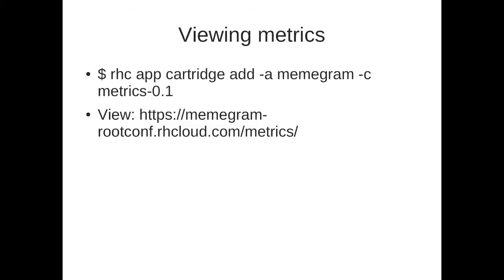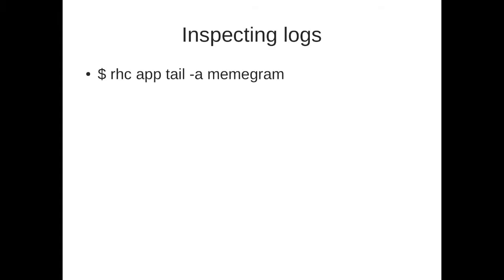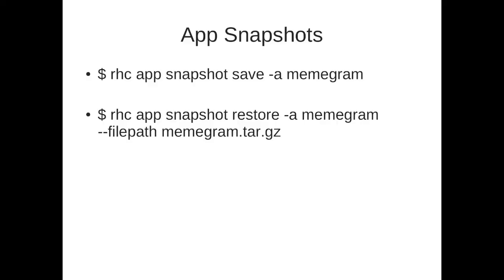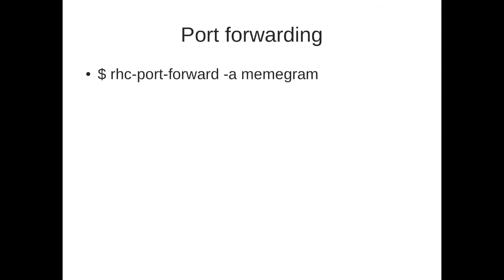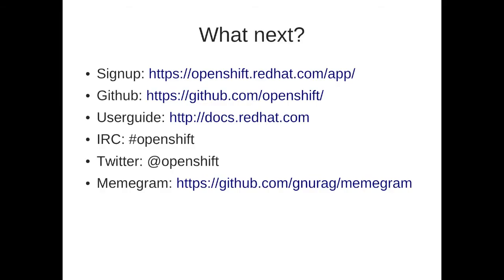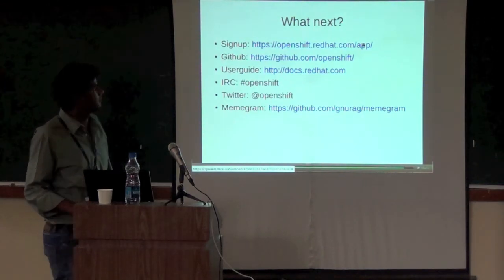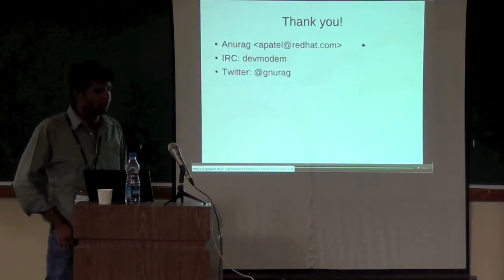Yes, you can view the logs in tail mode or you can directly log into the shell and then tail it, whichever way you prefer. Snapshots, port forwarding, you can do it this way. You can sign up here. The GitHub account is here where Crankcase and all the repository example cartridges are given. There's IRC and a Twitter handle, a fairly active one where you can see what people are developing. They keep retweeting stuff wherever you find a timeline. This is a MemeGram application. Yeah, so that's about it. I'm available on IRC and Twitter.